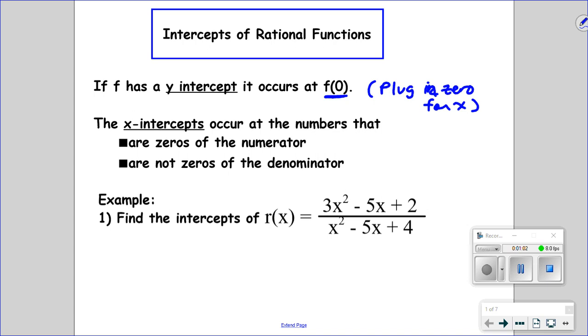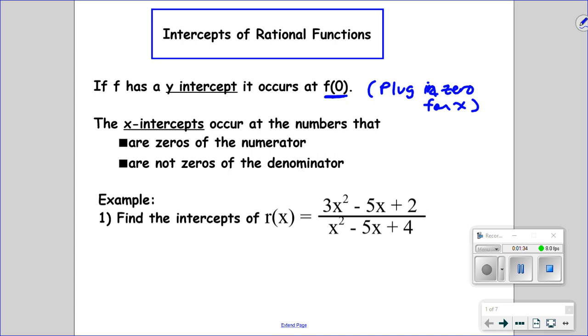To find the x-intercepts, let's go back to finding x-intercepts for any function: you would plug in 0 for y and solve for x. Now, what happens with rational functions is the x-intercepts occur at the numbers that are zeros of the numerator, as long as they are not also zeros of the denominator.